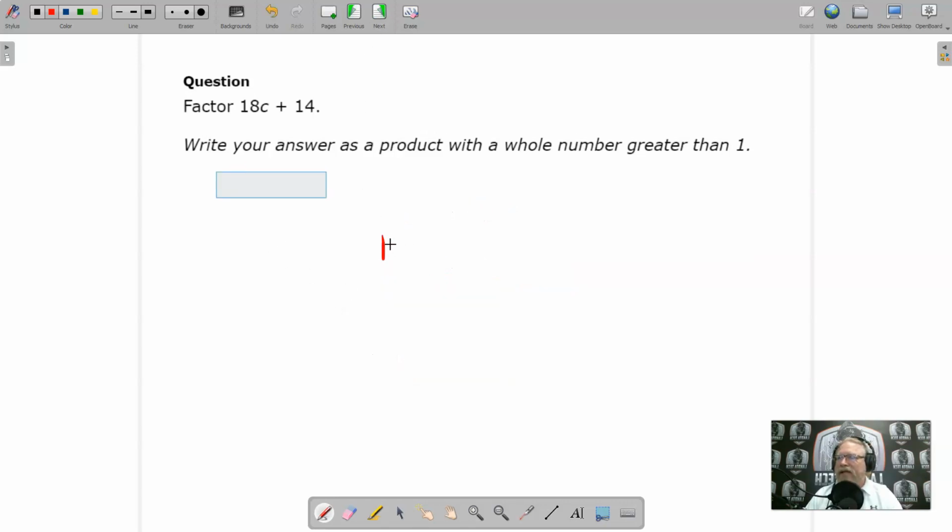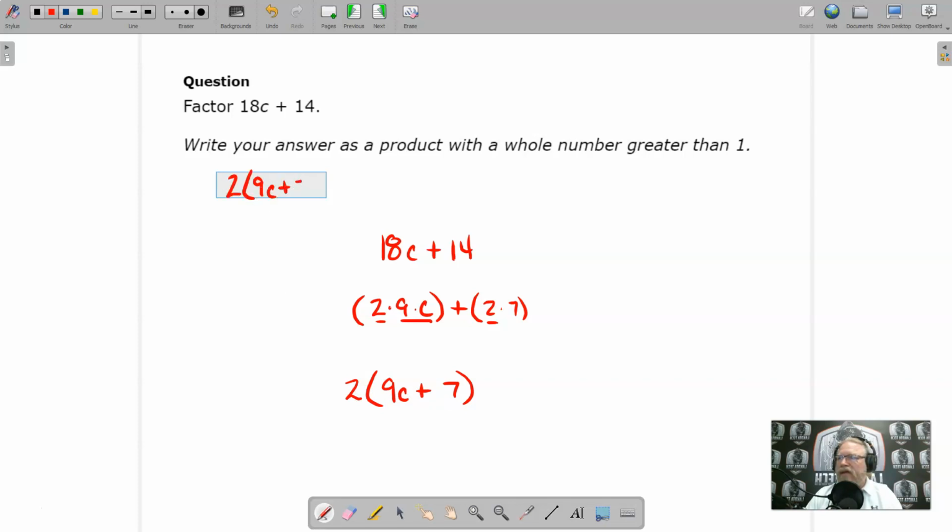On the next one, 18c plus 14. What about 2? If I have 2 times 9 times c, and I could rewrite 14 as 2 times 7, right? So let's pull the 2 out of each of them. The 2 is what we're going to take out. We're left with the 9 and the c, so 9 times c, our plus sign, and then we're left with the 7 over there. And 9 and 7 share no common factors other than 1, so we've simplified it as far as we can. The 2 is all we can pull out, so 2 times the quantity of 9c plus 7.